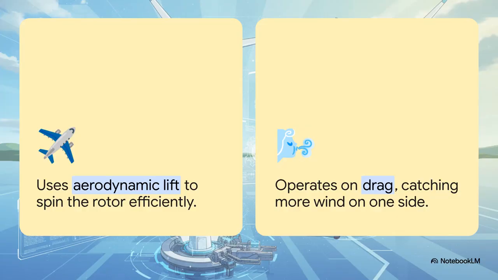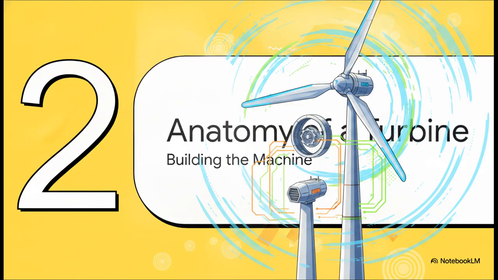Now, to catch all that energy, engineers basically use two aerodynamic approaches. First, you've got vertical axis turbines. These operate mostly on drag, meaning one side just catches more wind resistance than the other, which pushes the shaft to spin. But modern horizontal axis turbines, they use something much more efficient, aerodynamic lift. Shaped exactly like airplane wings, these blades use lift forces to actually spin the rotor even faster than the wind itself is blowing.